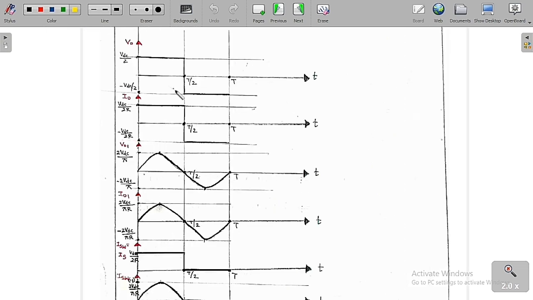With the given data, now I am going to plot the graph. For 0 to T by 2, V naught is equal to plus VDC by 2 and I naught is equal to plus VDC by 2R. Whereas for T by 2 to capital T, V naught is equal to minus VDC by 2 and I naught is equal to minus VDC by 2R. Based on this we plot the graph: this is the output voltage and this is the output current.